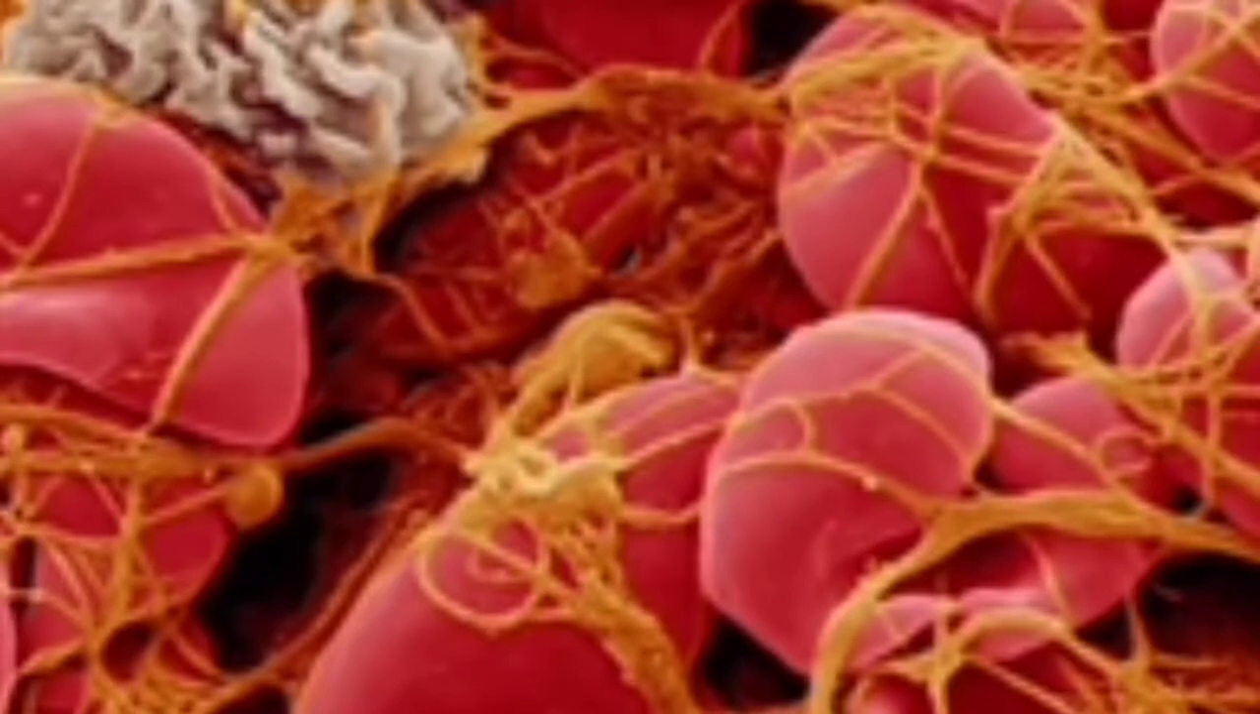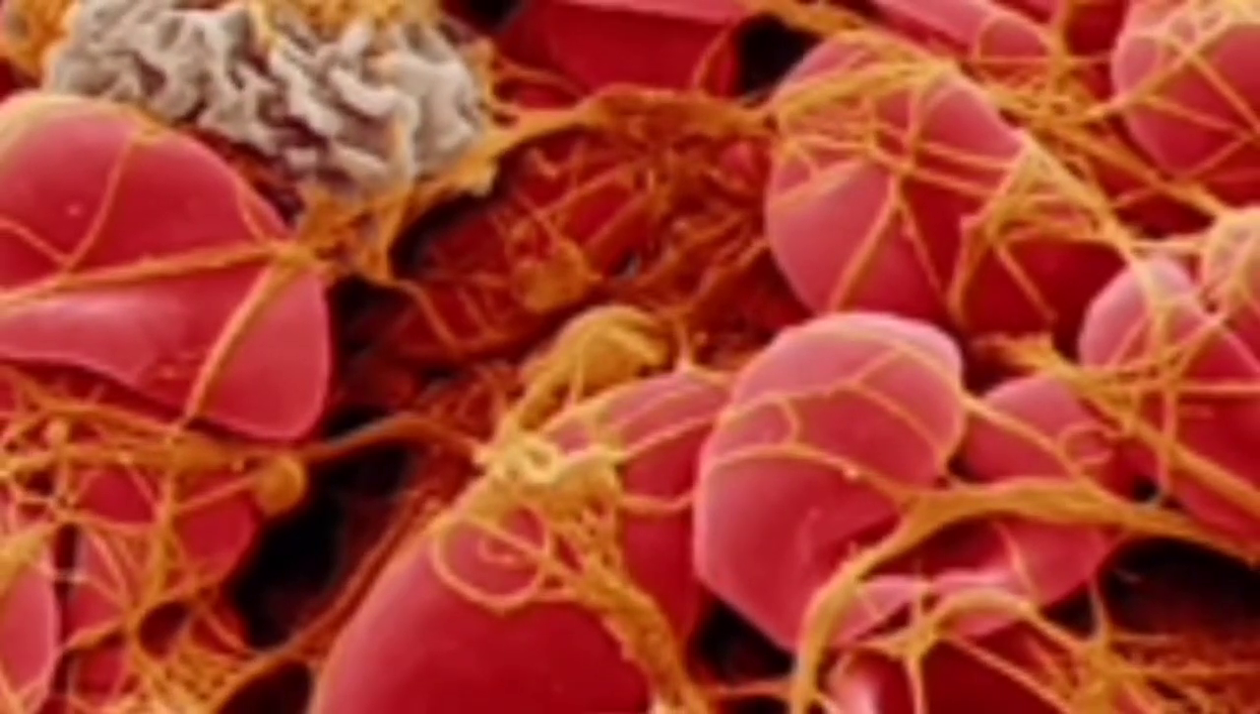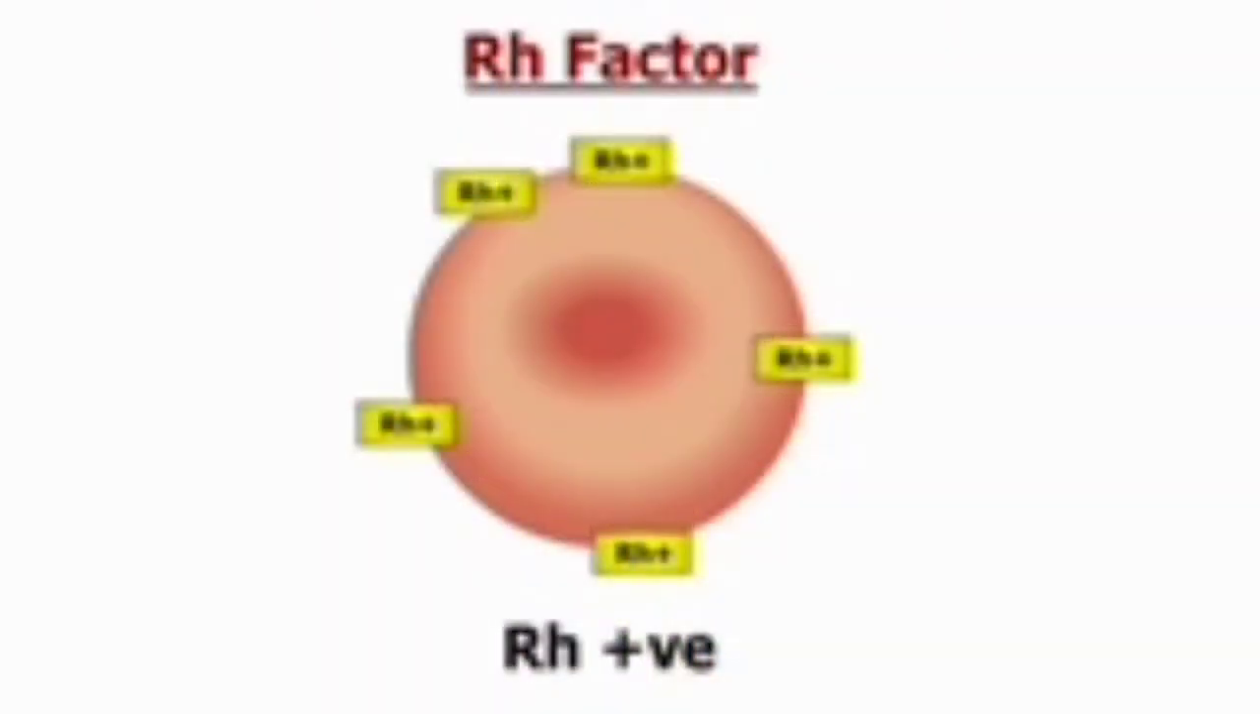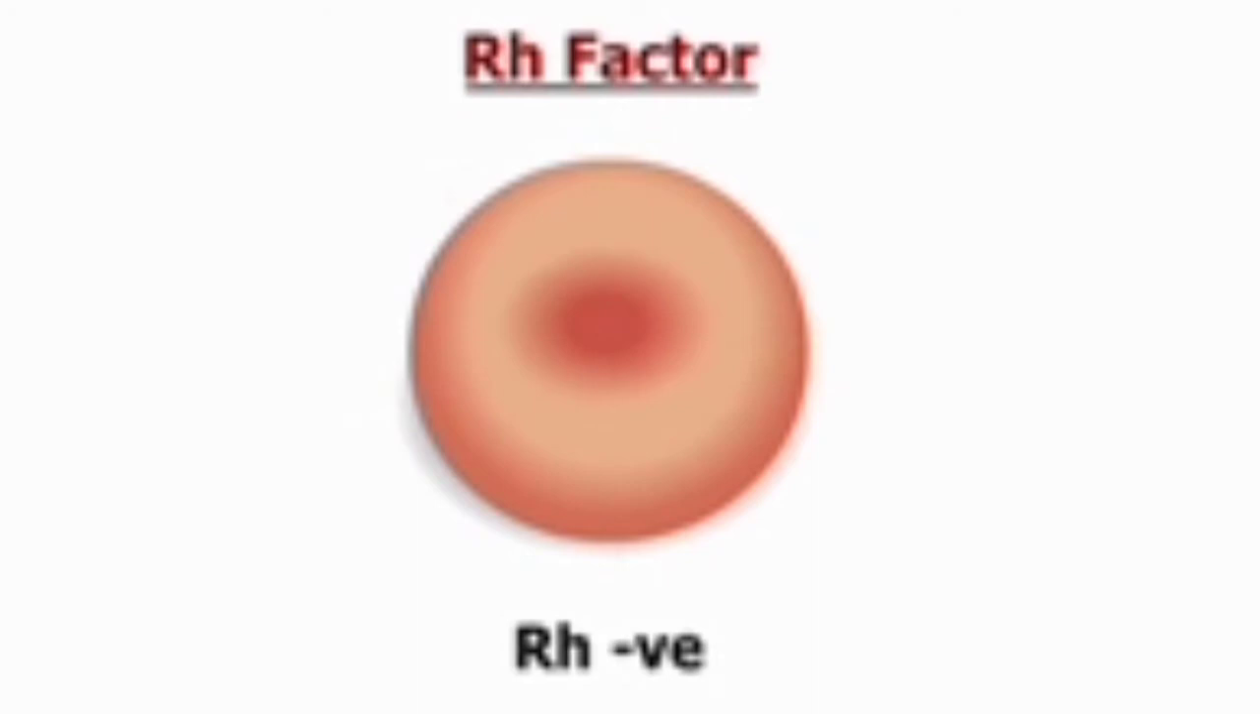Rh or rhesus factor is found on the RBC surface in most people. Like A and B, this is also an antigen, and those who have this antigen are called Rh positive. Those who lack this antigen on the surface of RBCs are called Rh negative.